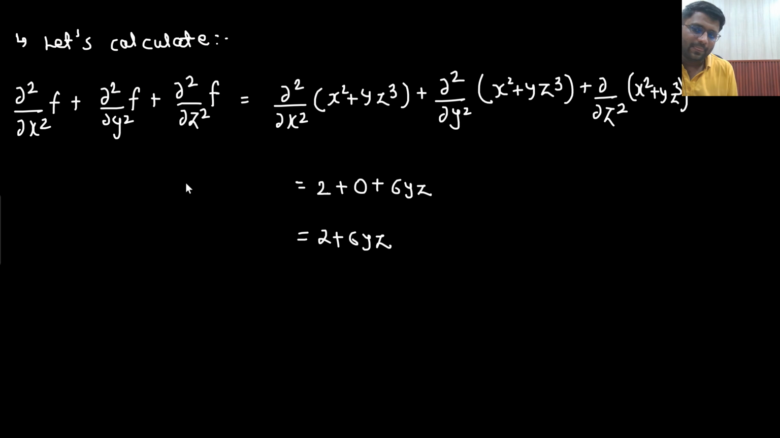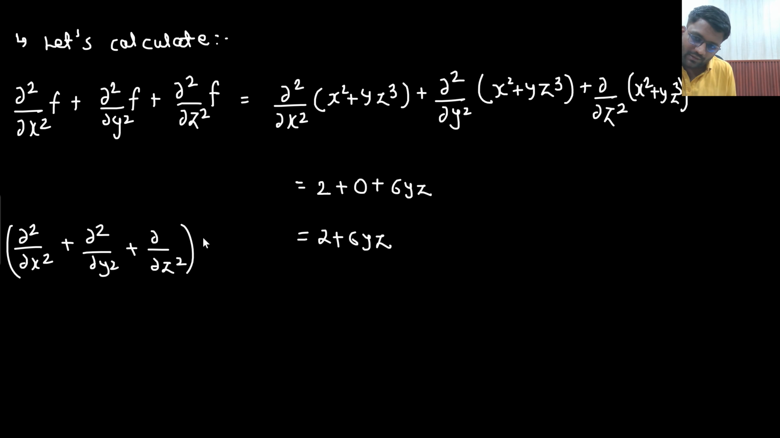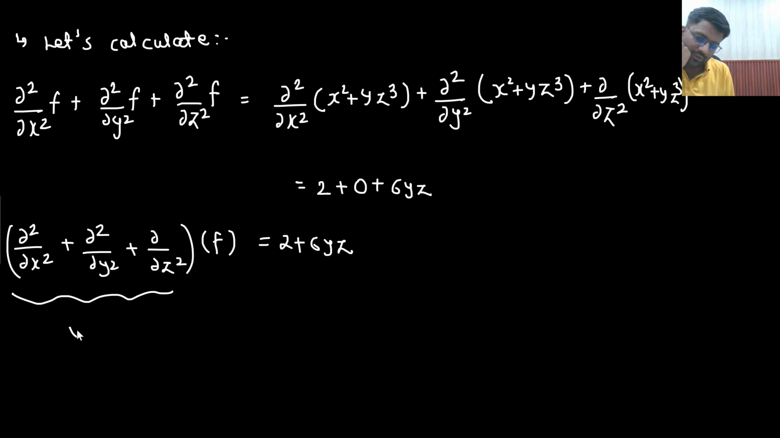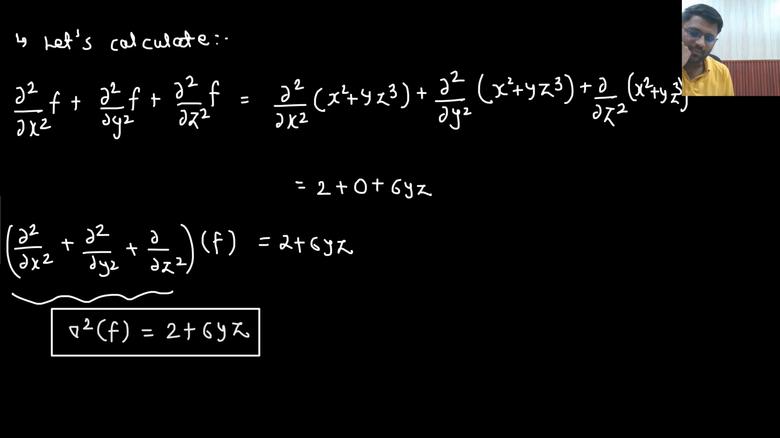What is this known as? Can I write it down in this manner? Del square by del x square plus del square by del y square plus del square by del z square, and then f outside. What is the answer we are getting? 2 plus 6yz. This particular operator is a new operator, known as del square f. The name of this operator is Laplacian operator.